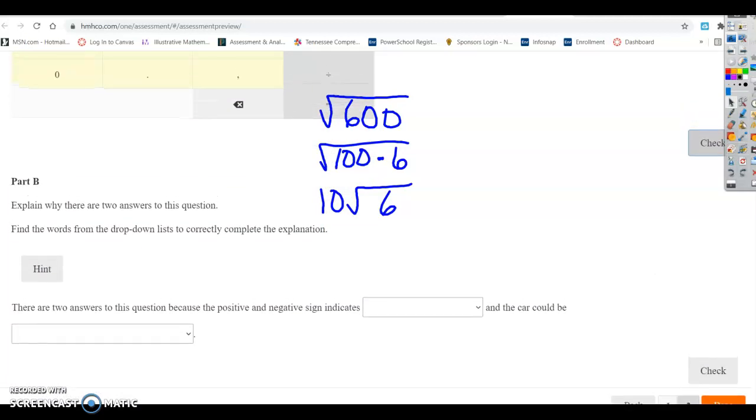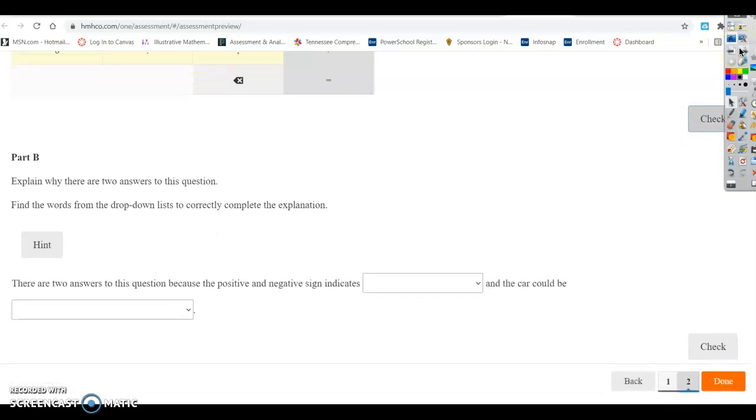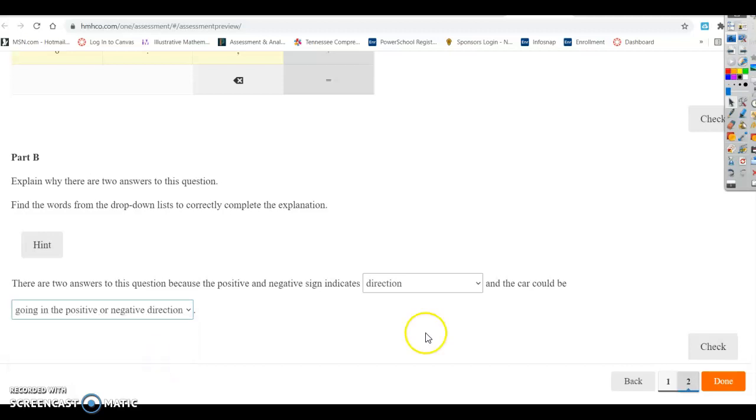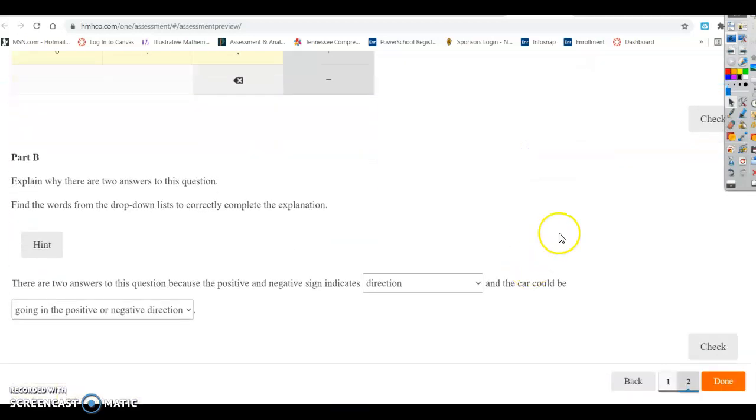All right, the next part says, explain why there are two answers to this question. Find the words from the drop-down list to correctly complete the explanation. There are two answers to this question because the positive and negative signs indicate the direction, and the car could be going in a positive or negative direction. Whoops, I didn't want to submit that. Let's go back. All I wanted to do was check it.